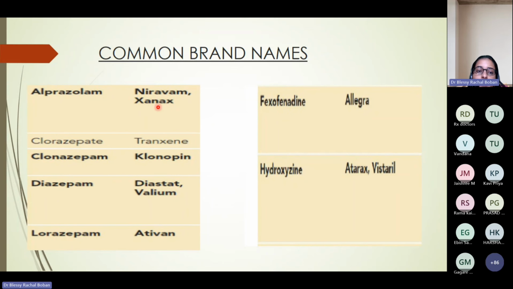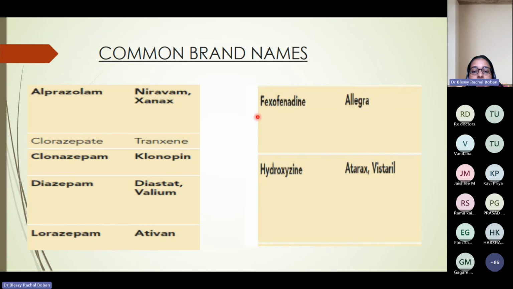Xanax, you must know it's alprazolam, a benzodiazepine, and Valium, diazepam, also a benzodiazepine. So the question may be easy, the options may be easy. If you don't know Valium, then you will be troubled. So some basic common brand names you have to be thorough with. Allegra, Atarax, hydroxyzine, all these you must be aware of.